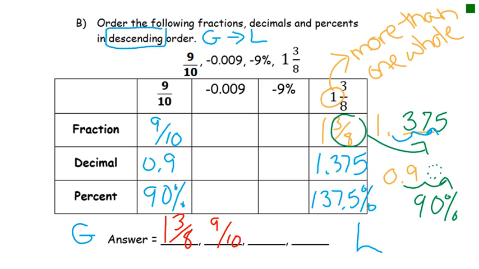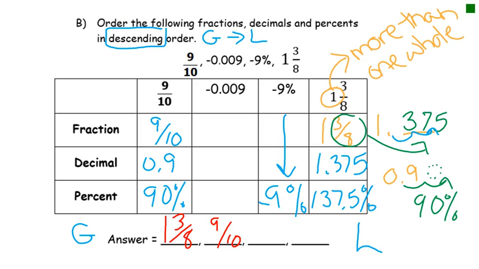So I've used a little bit of common sense in terms of what stands out from the others, what's positive, what's negative, to help me with ordering, and maybe not to have to spend as much time agonizing over this problem. So I'm left with negative 0.009 and negative 9%. Negative 9% is, of course, already in percent form, so I can simply carry it down to that last row, negative 9%.